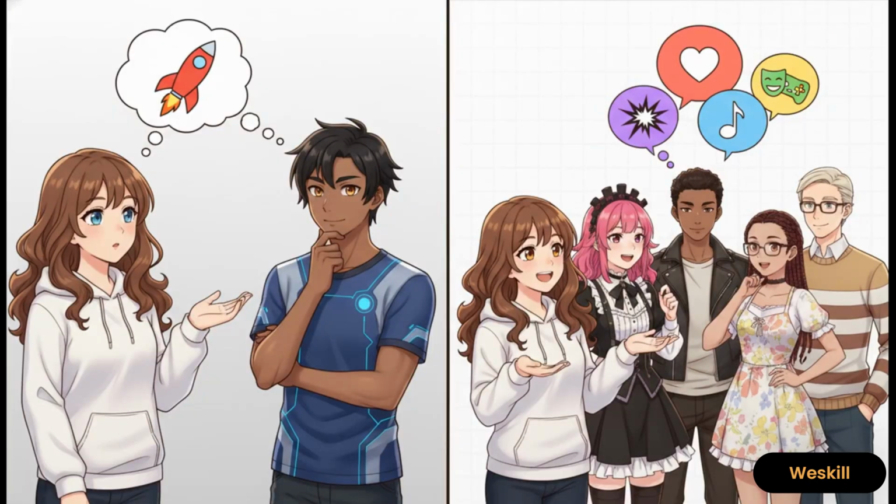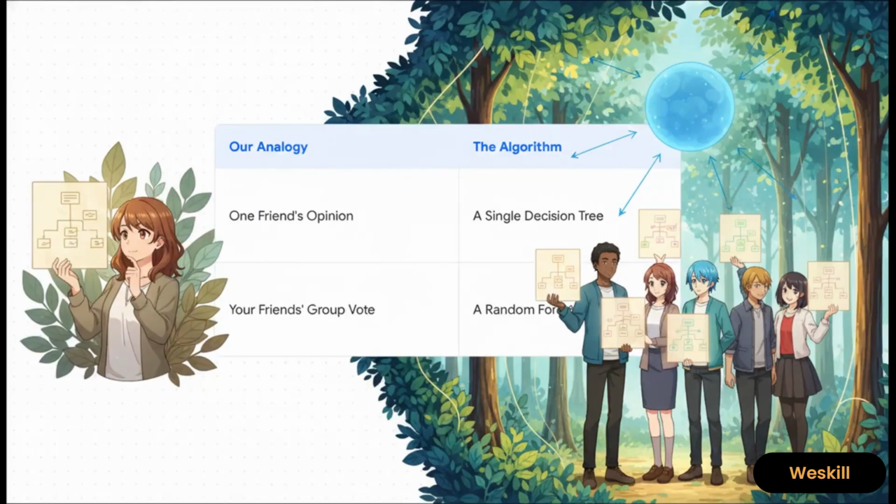Well, you could just ask that one friend of yours who's a total sci-fi geek. Their opinion is great, for sure, but it's still just one point of view. A much, much better way to do it: poll a whole group of your friends. Each one is going to bring their own unique taste to the table and focus on totally different things. And that right there is the secret sauce behind the random forest algorithm. Your one friend's take, that's like a single decision tree. It's a simple little model. But when you combine the votes from all your friends, that's a random forest, a way more robust and, frankly, a much more accurate prediction.